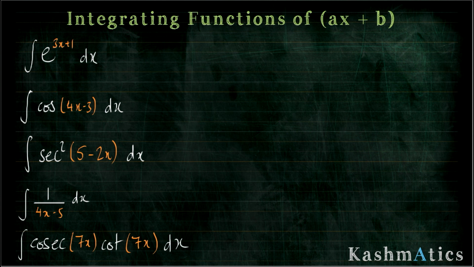So e to the power of a linear function, which in this case is 3x plus 1, cos of 4x minus 3, etc., etc. But just remember, the linear function doesn't need to have the b, but it does need to have the ax. Okay, so for example, this last one here is the cosec of 7x multiplied by the cot of 7x. Okay, so I don't need to add or subtract anything off it, but I do need the ax bit. So grab yourself some paper and a pen and just work along with me.